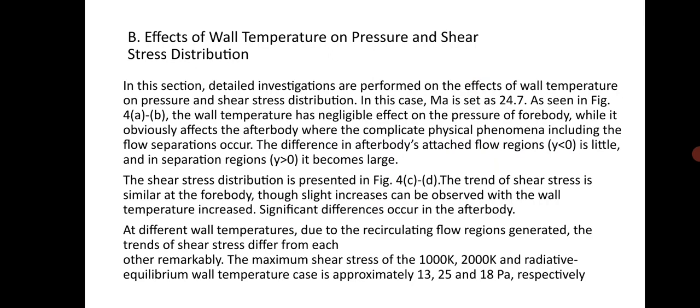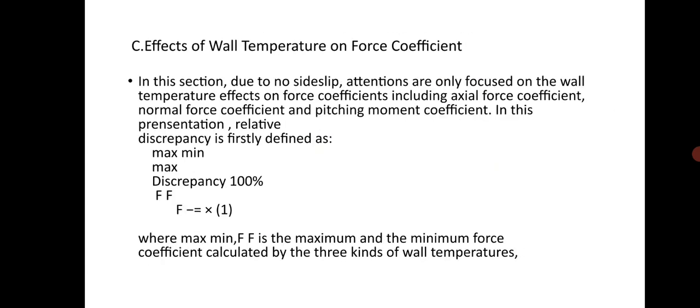The shear stress distribution is presented in figure 4 c and d. The trends of shear stress are similar at the forebody, though a slight increase can be observed with the wall temperature increase. Significant differences occur in the afterbody. At different wall temperatures, due to the recirculating flow regions generated, the trends of shear stress differ from each other remarkably. The maximum shear stress of the 1000 Kelvin, 2000 Kelvin and radiative equilibrium wall temperature cases is approximately 13, 25 and 18 Pascal respectively.